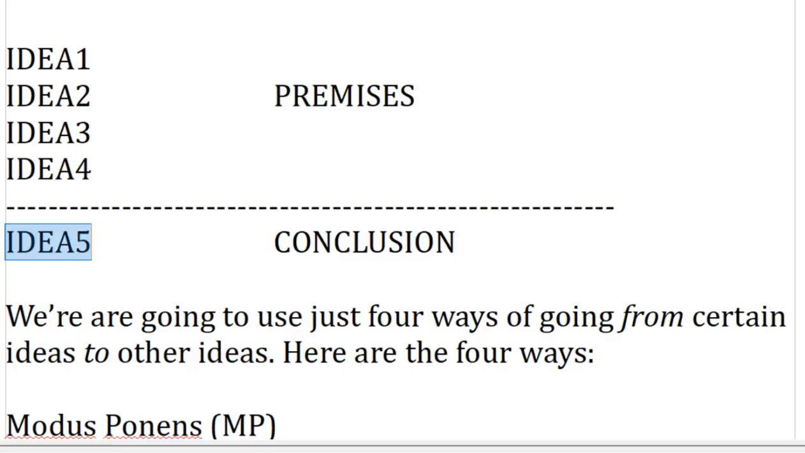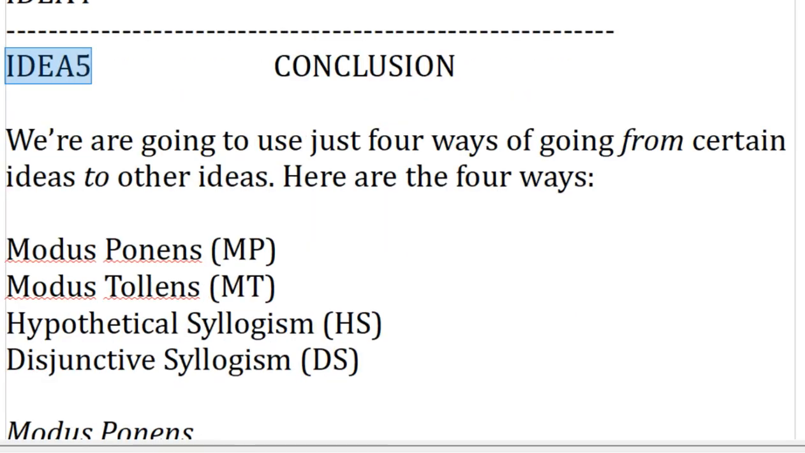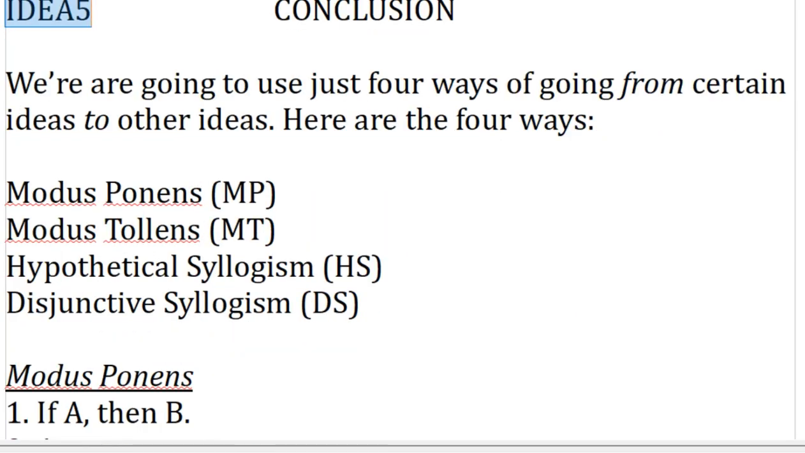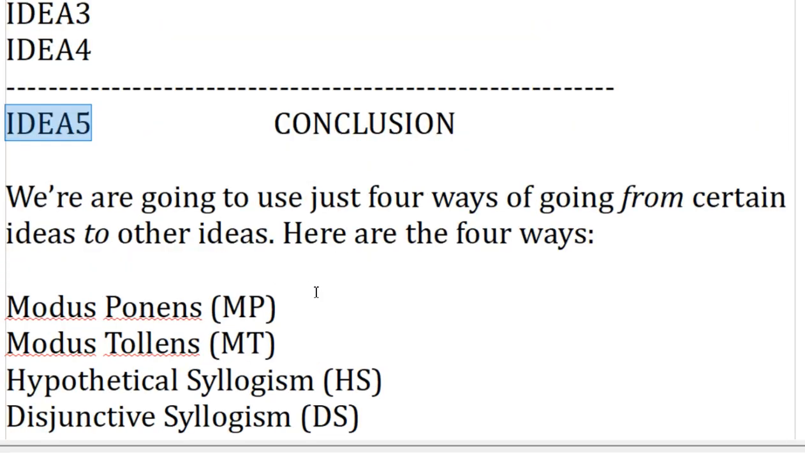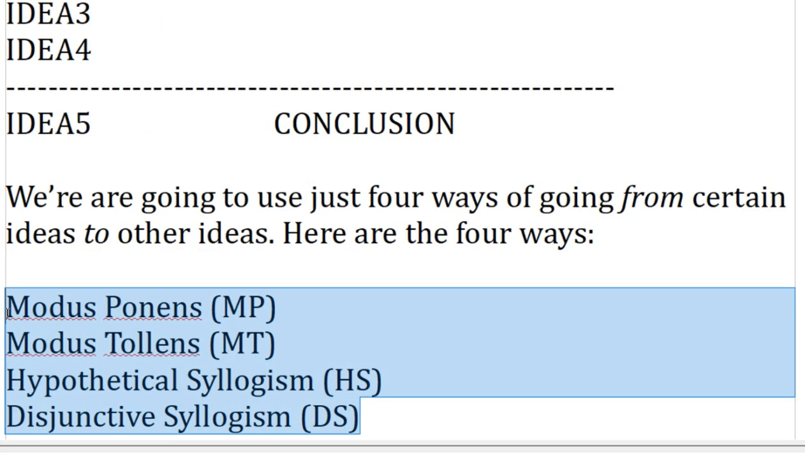All right, so how are we going to do this? In this class, for the premise assignments that you'll be working on, I am going to limit you to only 4 ways of moving from ideas to other ideas. And there are reasons why I'm limiting you in that way, but it's hard to get into them now. As you read your textbook, you will be given reasons for why I'm limiting you, especially in the chapters later on.